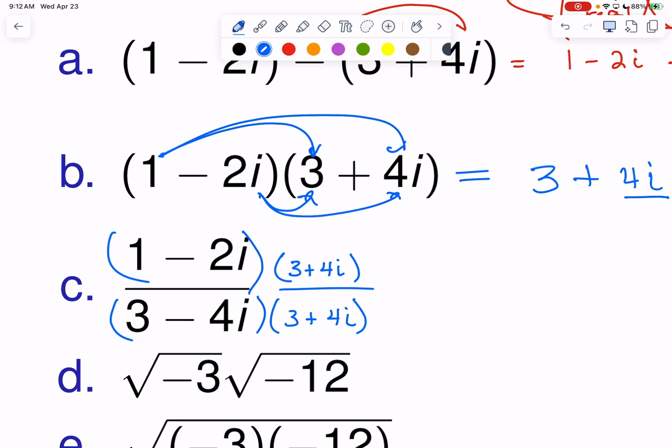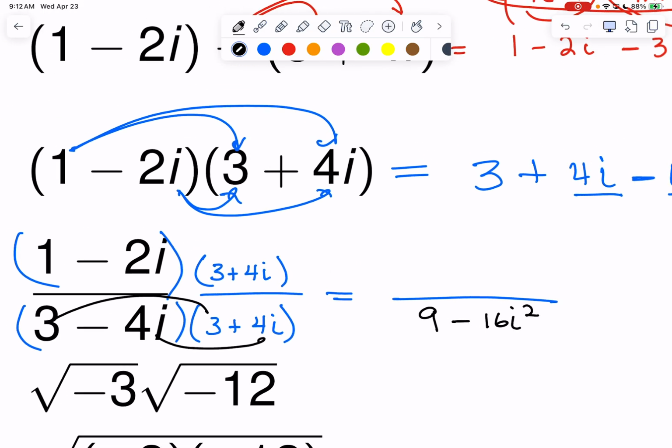It's easy. Now the bottom, since they're conjugates, do you have to FOIL the whole thing on bottom? What can you do if they're conjugates? Just do the first and the last. What's 3 times 3? 9. What's 4i times 4i? So that'll be minus 16i squared, which is actually going to become a what? Because I told you it always becomes a squared plus b squared.